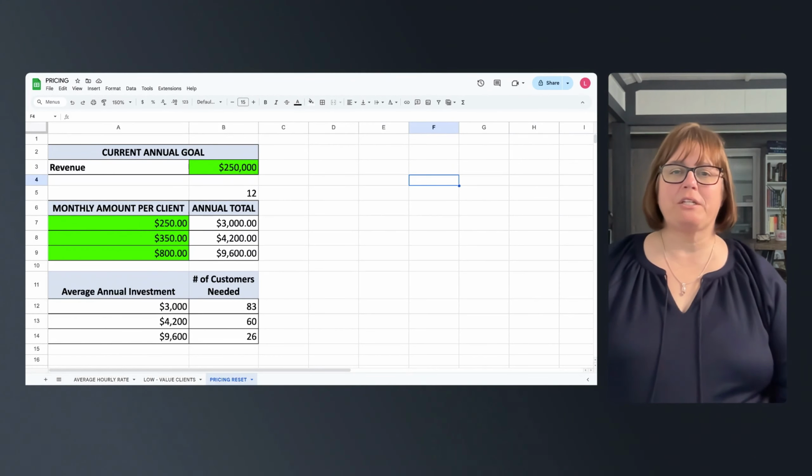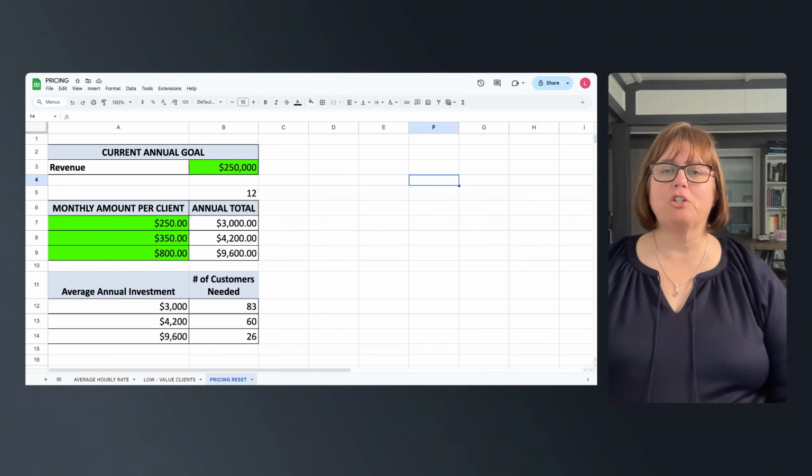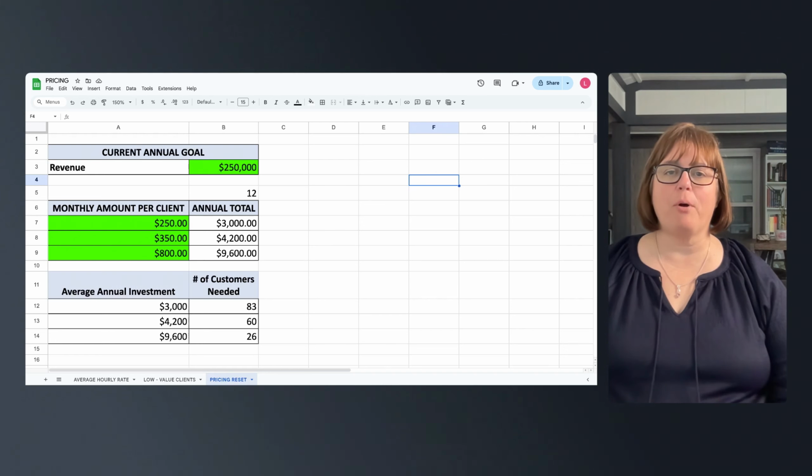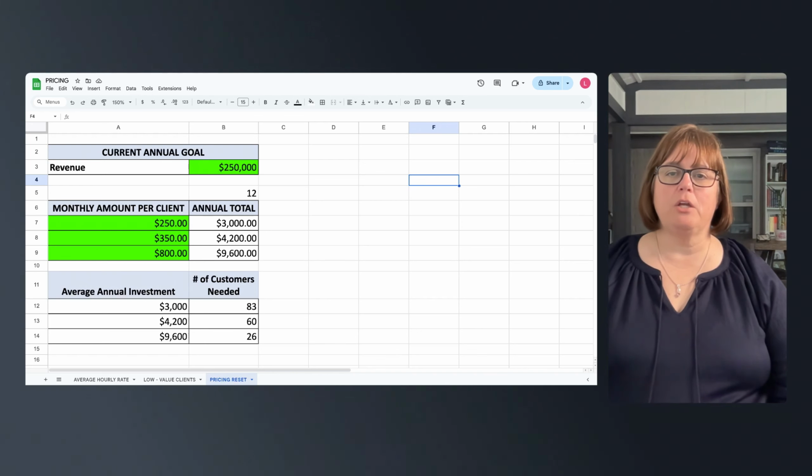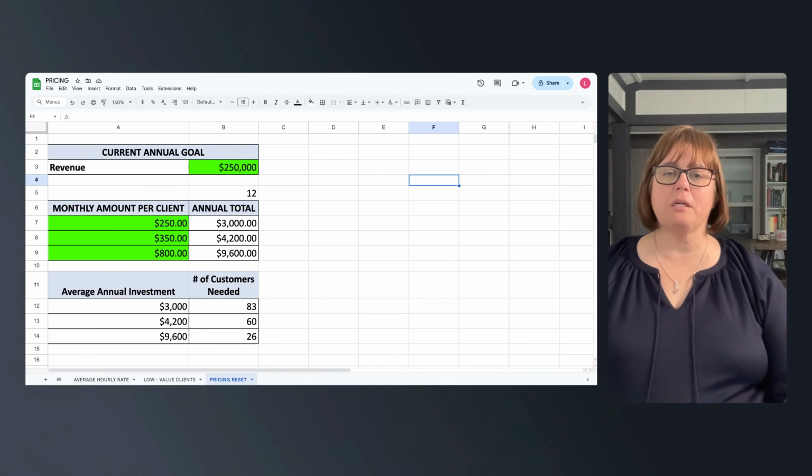In section 4, we're going to talk about the pricing reset and how to charge what you're worth and stop overworking. So the first thing we're going to look at is how to calculate a profitable price point using the profitable pricing formula. This is different for every single person because you have to figure out what your annual revenue goal is, divided by your ideal number of clients, equals your required price point per client.